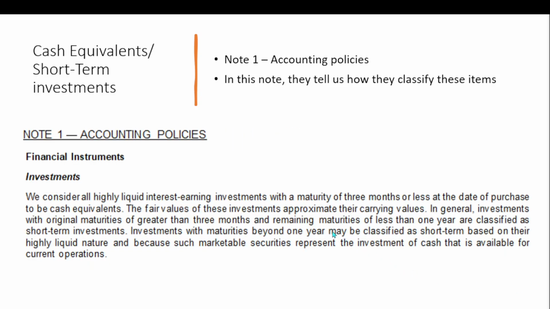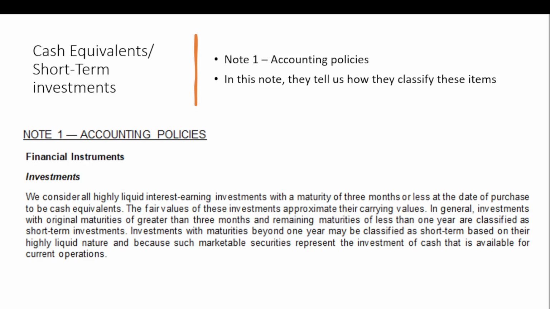Now let's just talk about cash equivalents and short-term investments. So in Microsoft's financial statements, they have this note disclosure. They call it Note 1 Accounting Policies. Now in this note, they tell us how they classify these items. So let me just go ahead and read this for you.